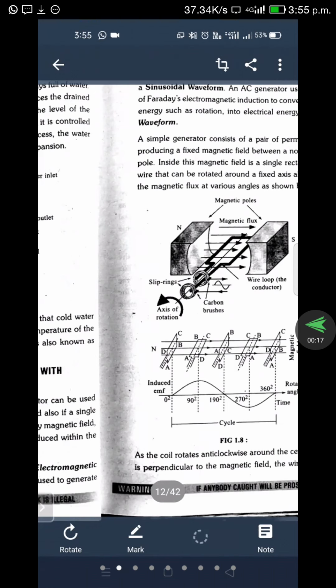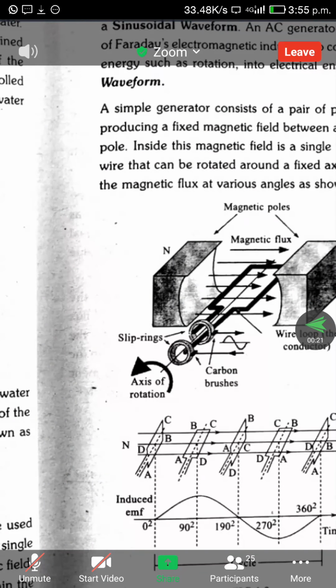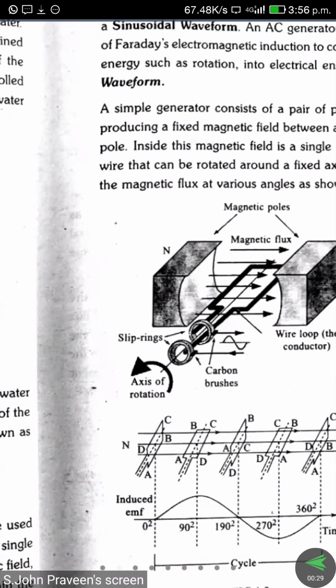So you can see here in the dark line, that is what we call a coil or conductor. It is made up in the rectangular shape. So there is a magnetic field. It is consisting of the north and the south pole.